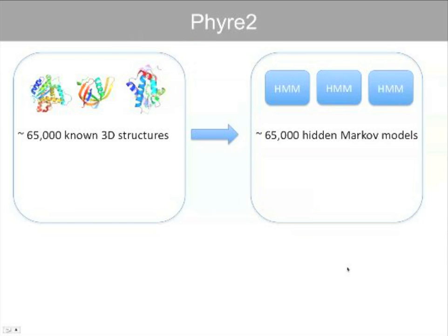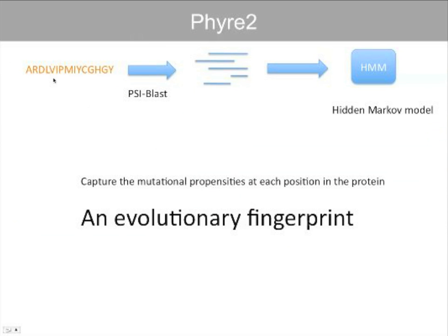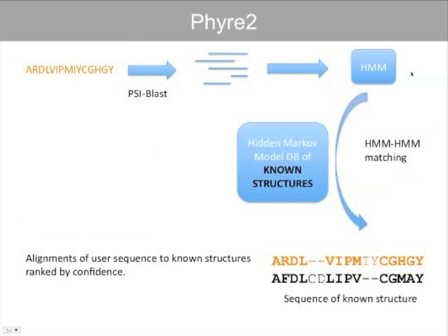We can repeat this for all of the known 3D structures to generate a large database, which we'll call the hidden Markov model database of known structures. So back to the user sequence, once we've generated one of these evolutionary fingerprints for your sequence, we can scan that against our database of other hidden Markov models to detect high confidence similarities.